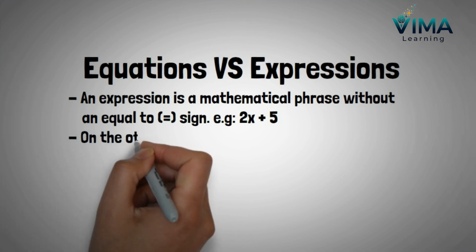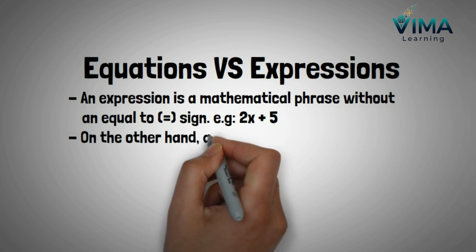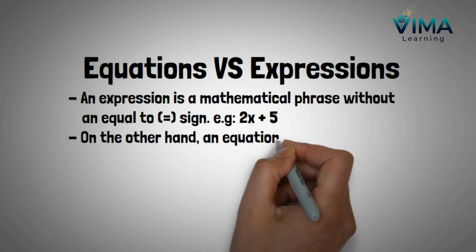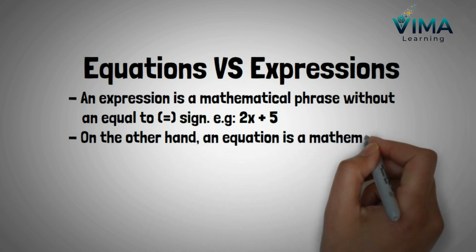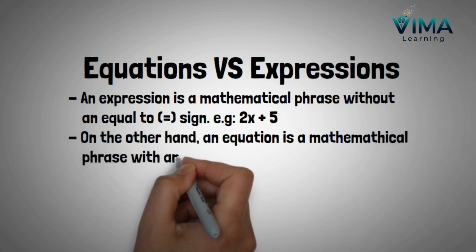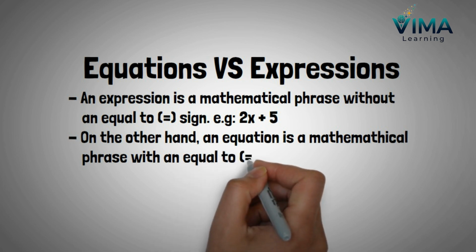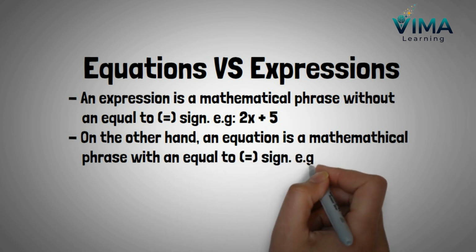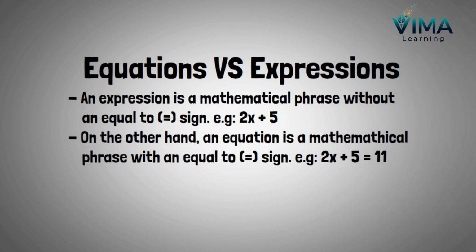But on the other hand, an equation has an equal sign. It shows that two things are equal. For example, we can have 2x add 5 equals 11. This is an example of an algebraic equation. What's the difference? An equation has an equal sign, an expression has no equal sign.